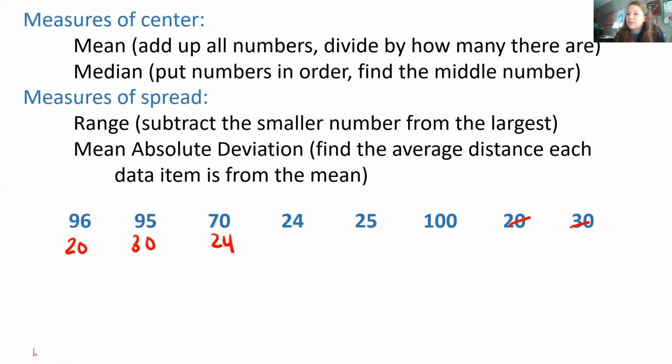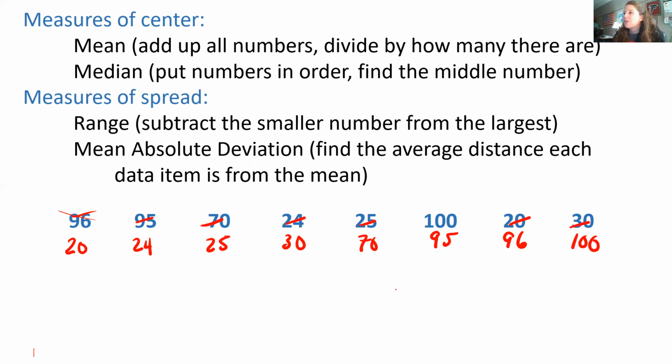Uh-oh, I don't know how to order numbers, do I? Obviously, 24 is smaller than 30. 20, 24, 25. I missed two of them, didn't I? 30. And then I have 70, 95, 96, and 100. So this data is very spread out, isn't it? So I had 1, 2, 3, 4, 5, 6, 7, 8 numbers, and I wrote down 8 numbers. You always count when you're finished.